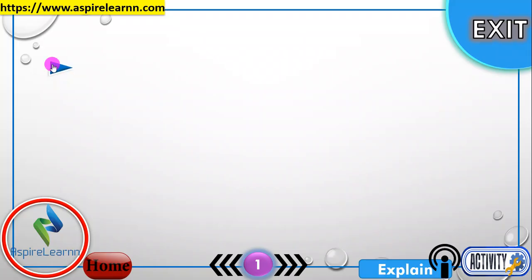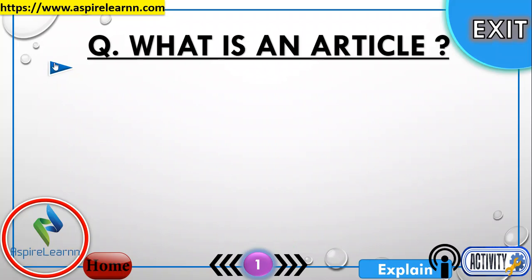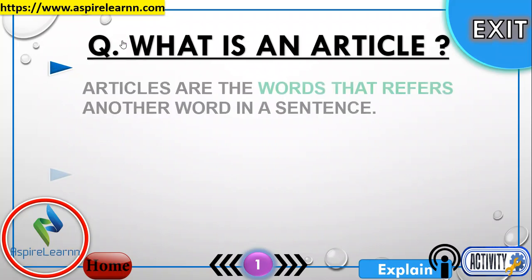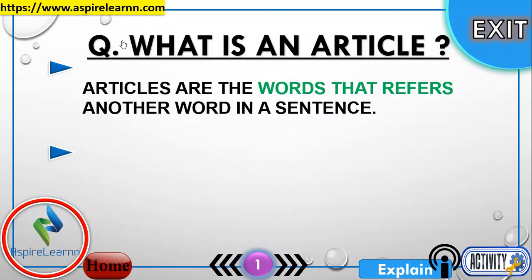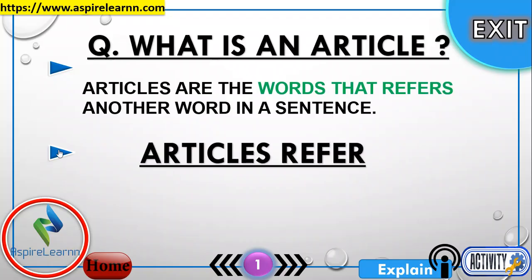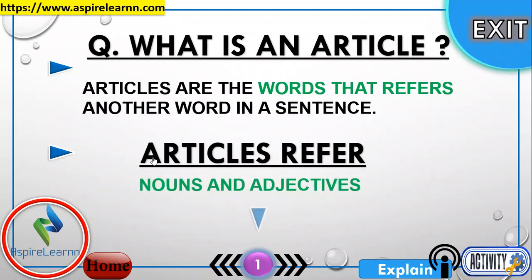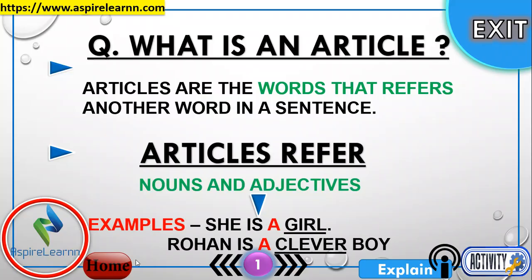What is an article? An article is a type of word that comes before a noun to define whether it is specific or general. Key points from the slide. Articles are words that refer to another word in a sentence. This means articles help identify and describe nouns. Articles refer to nouns and adjectives. They are used before nouns, e.g., a girl, and sometimes before adjectives that describe nouns, e.g., a clever boy.